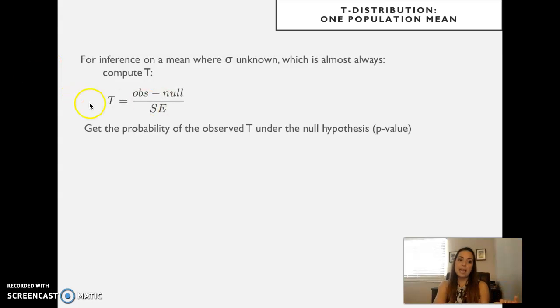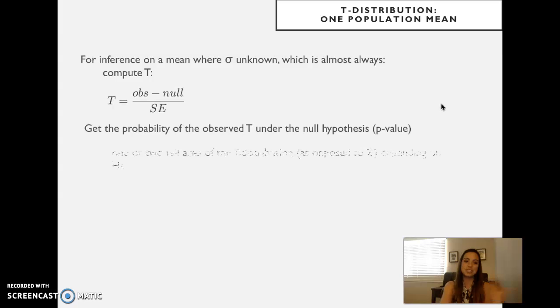So then, once we get the t, which is how much deviation from the mean, from the null, my average has, then I can get the probability of the observed t under the null hypothesis, which is again a p-value.